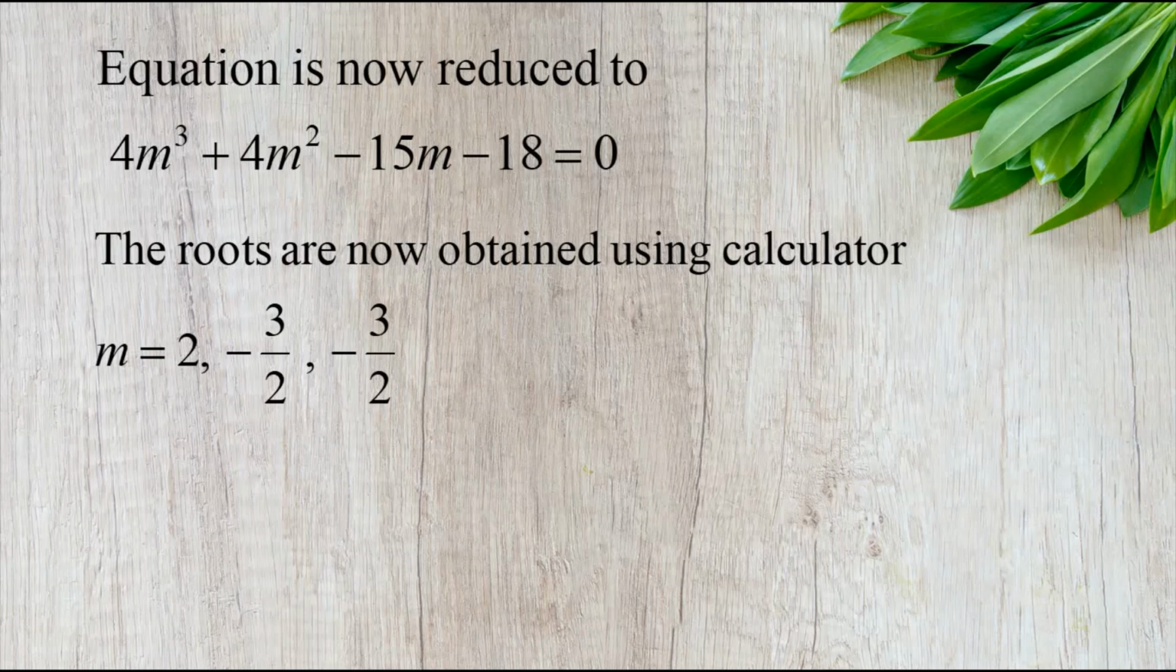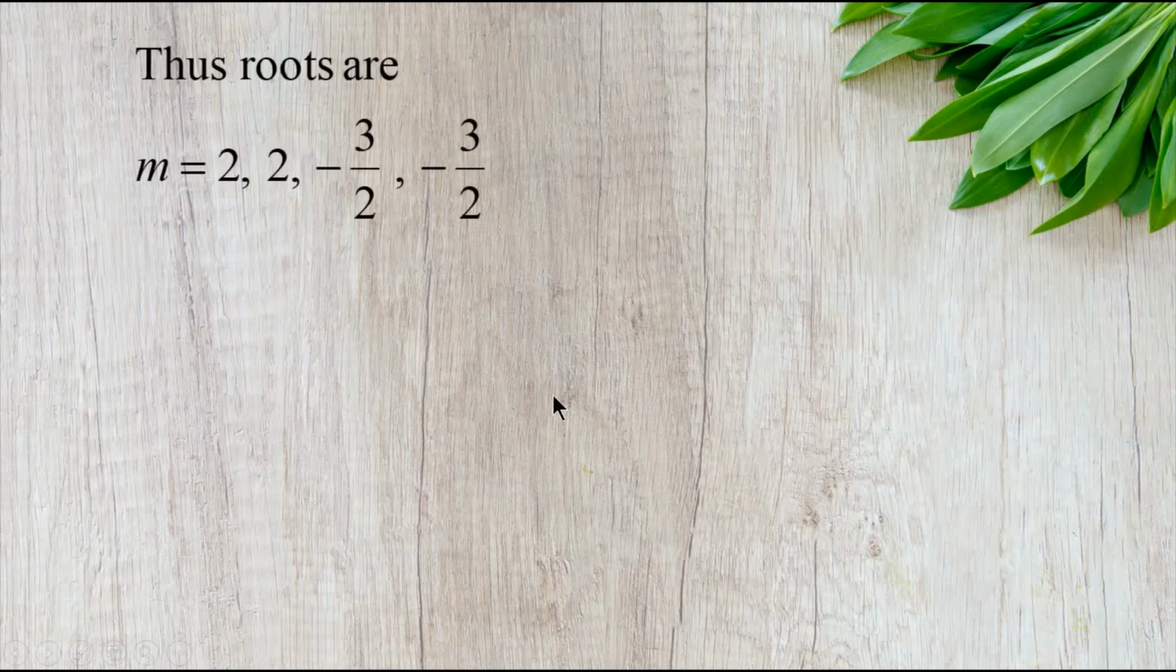Now upon using the calculator, you get 2, minus 3 by 2, minus 3 by 2, but we have got one more root using the inspection method. So the roots are 2, 2, minus 3 by 2, minus 3 by 2. 2 is repeating twice, and minus 3 by 2 is also repeating twice.